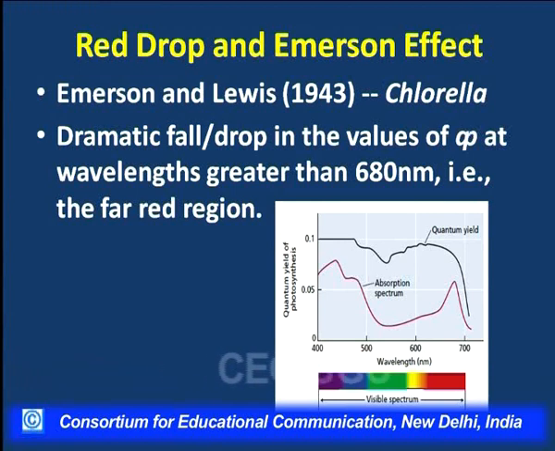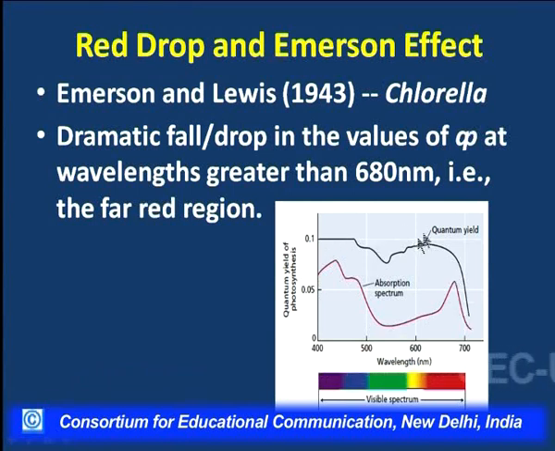What they observed was that while they were performing these experiments, if they had exposed chlorella to wavelengths greater than 680 nanometers, which comes in the far red region, there was a sudden drop in the quantum yield. You could clearly observe the absorption spectrum of chlorophyll, which suggests that there is one peak at the blue region and the other at the red region.